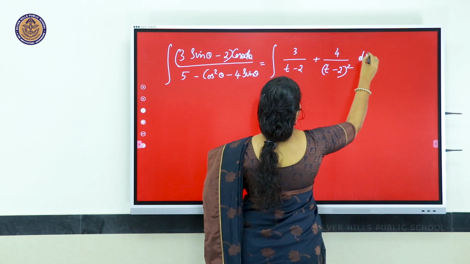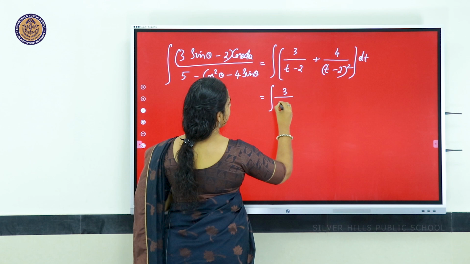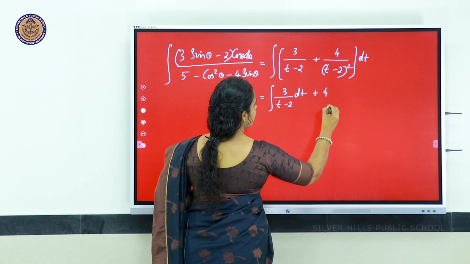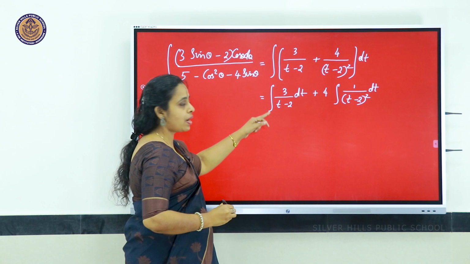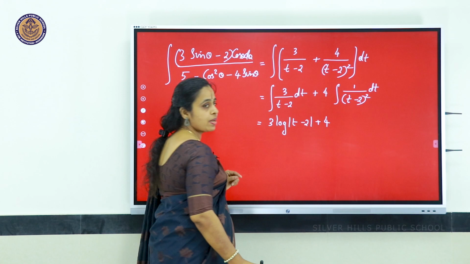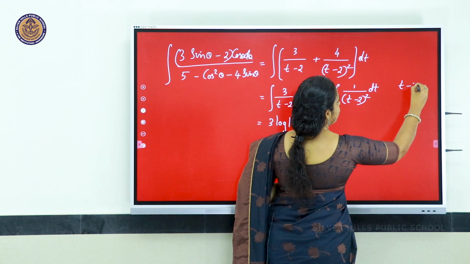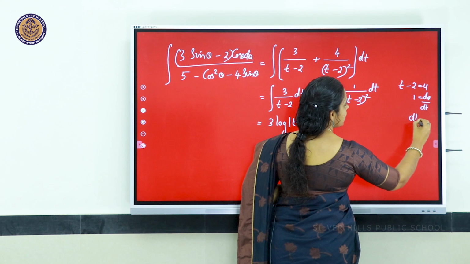Now, let us split the integral into two: equal to integral 3 divided by (t minus 2) dt plus 4 into integral 1 by (t minus 2) whole square dt. As previous, 1 by t is log t. So, 3 log (t minus 2) plus 4. Now, let us substitute t minus 2 equal to u. Differentiating with respect to t, 1 equal to du by dt, or dt equal to du.